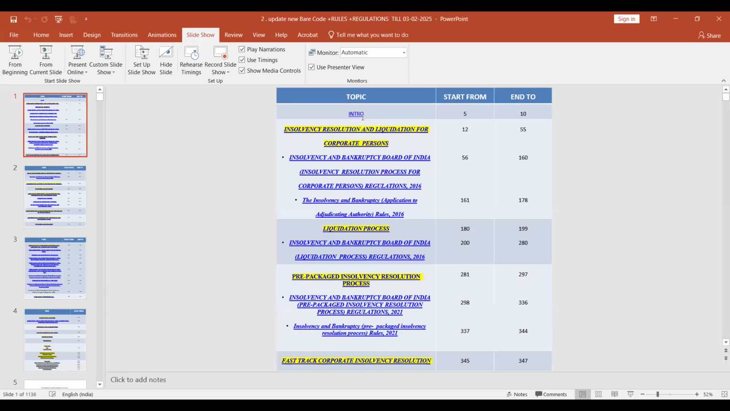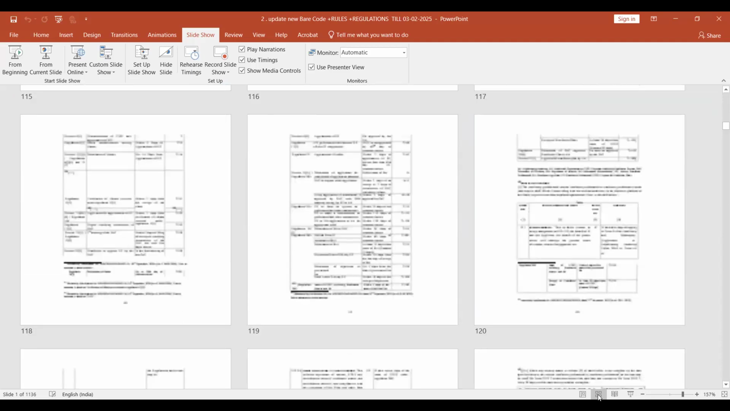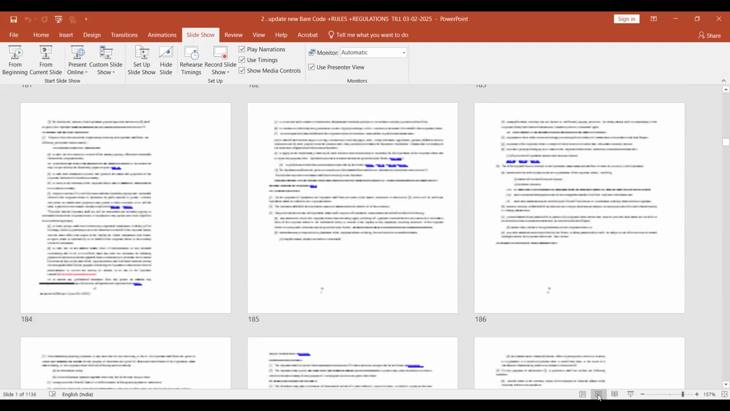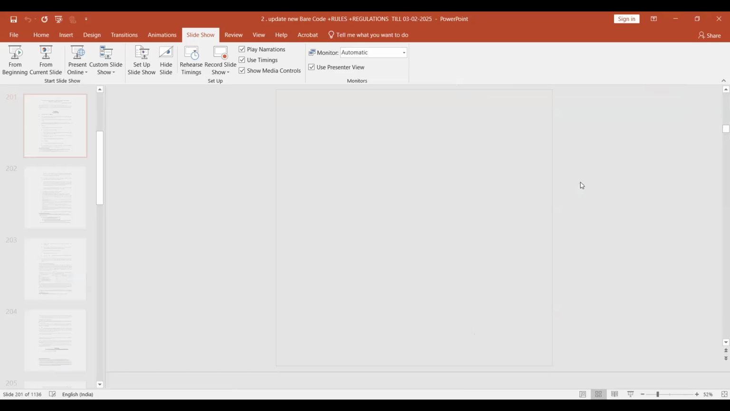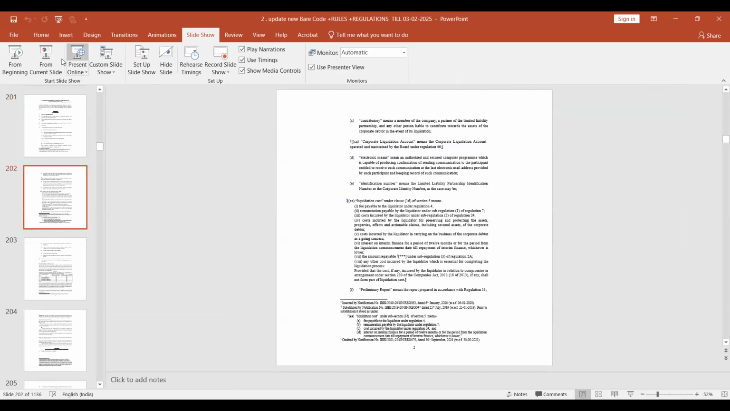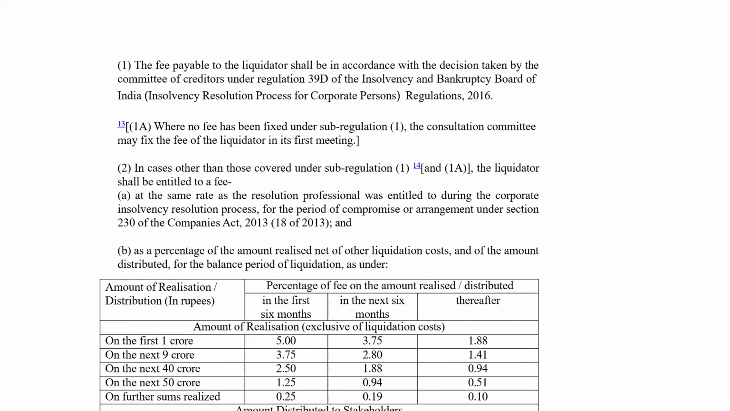चलिए अब दोबारा से हम वहीं पर चलते हैं जहां पर हम थे, लिक्विडेशन प्रोसेस रेगुलेशंस पर. यस, लिक्विडेशन प्रोसेस रेगुलेशंस. टू ए हो गया, एलिजिबिलिटी हो गया, लिक्विडेटर फीस हमने देख लिया. लिक्विडेटर फीस पे क्या है, what are the various ways in which fees can be paid. नंबर वन, fees decided by the CoC at the last stage.